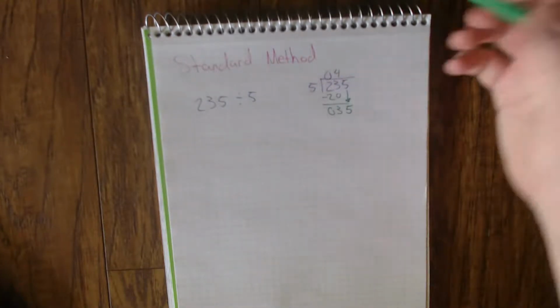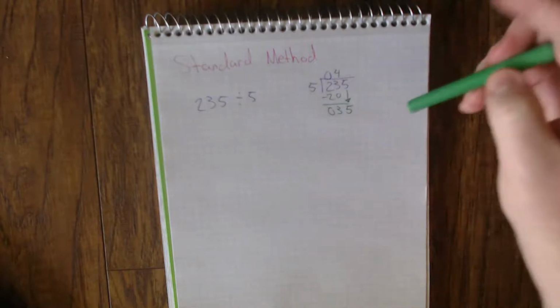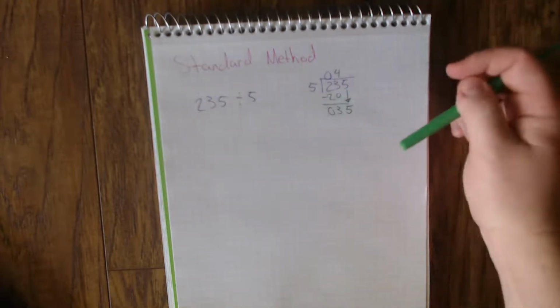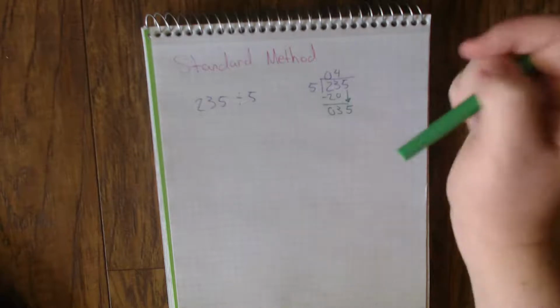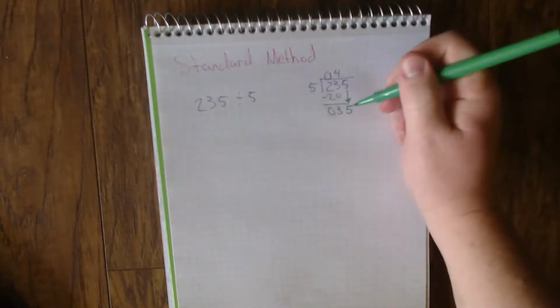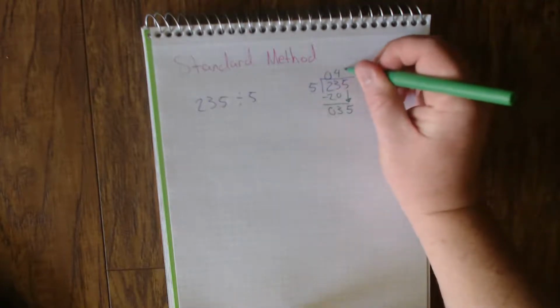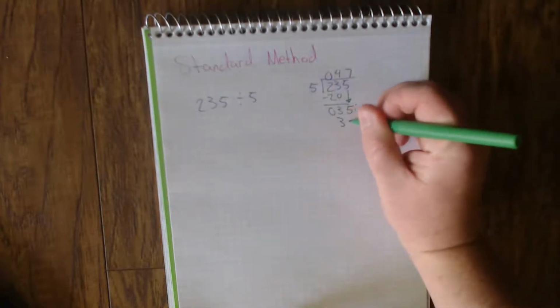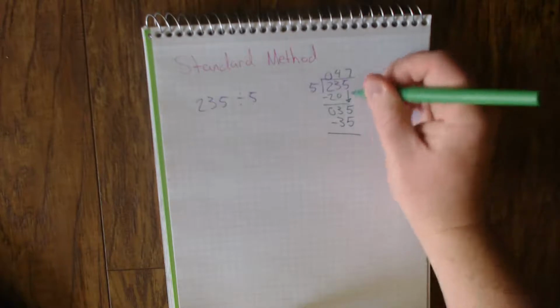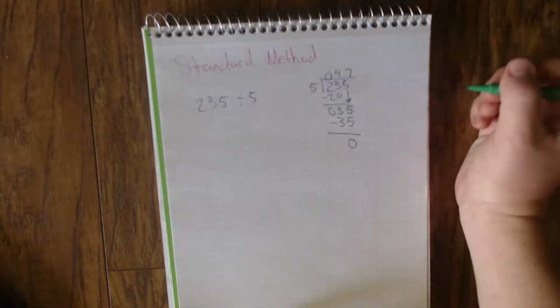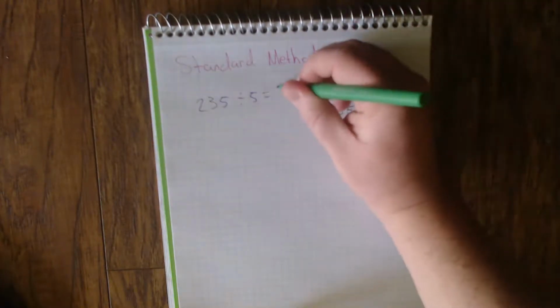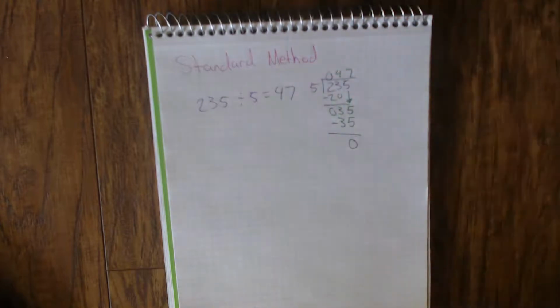Yes, it does. Fun little trick. Any number that ends in a 5 or 0 is always divisible by 5. So 35, I know 5 times 7 off the top of my head is equal to 35. So I'm going to put 7 up here. We have 35. 35 minus 35 is 0. So your answer comes to 47.